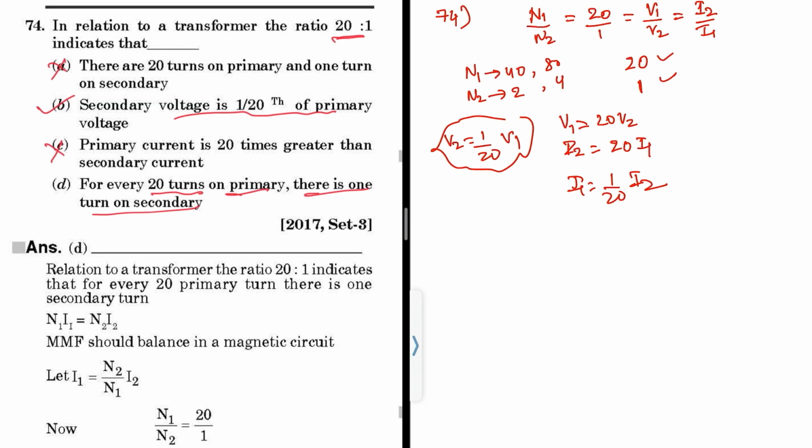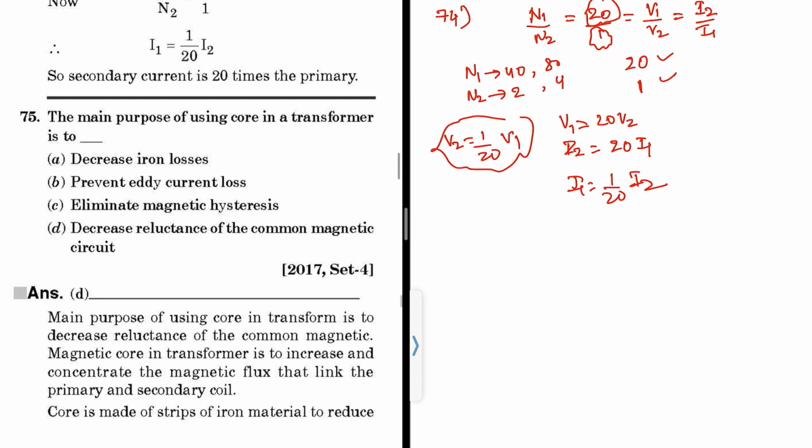So for every 20 turns on primary, there is one turn on secondary. Suppose there are 20 turns on primary, there should be one turn on the secondary. That is right, for every 20 turns. So this is also right. So options B and D both are right in this.